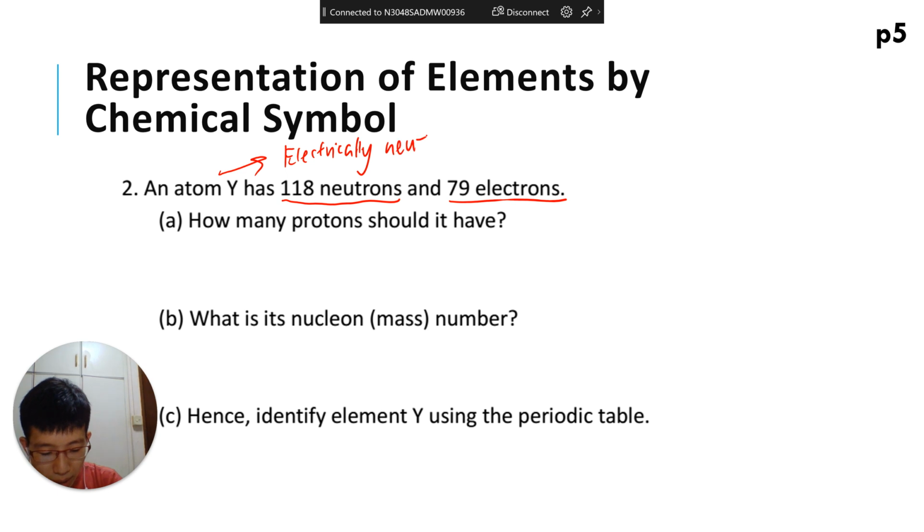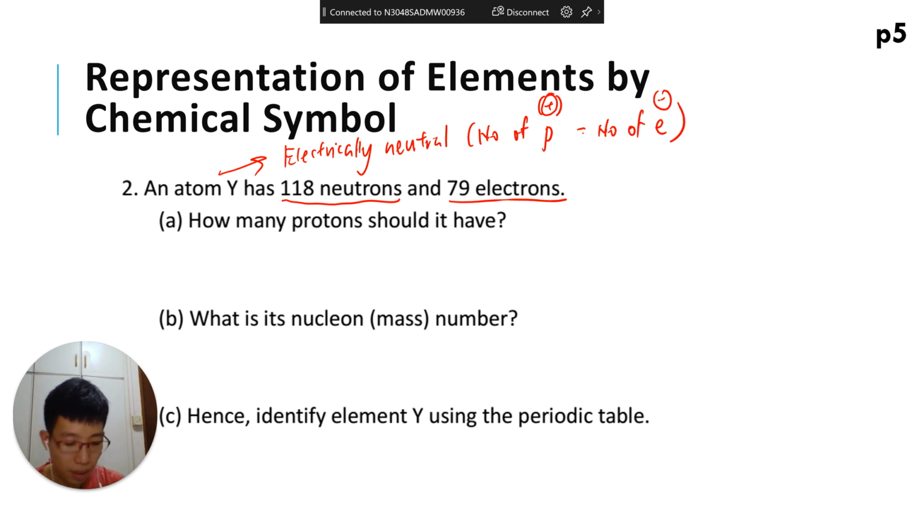So when something is electrically neutral, it means that the number of protons, the plus charge, is equal to the number of electrons, the negative charge. So that means every plus charge will be tagged along with a negative charge. So in this case, how many protons should it have? Based on this property, it will have 79 protons.